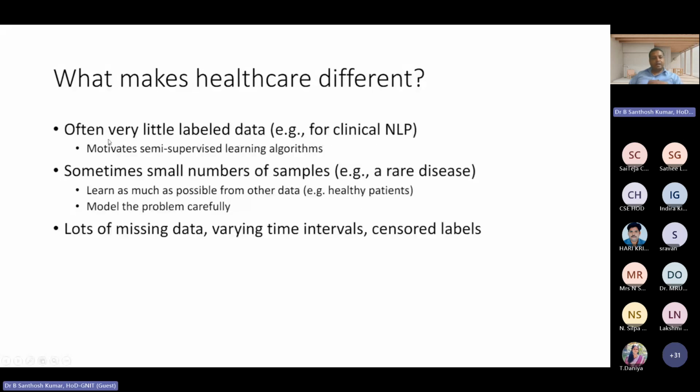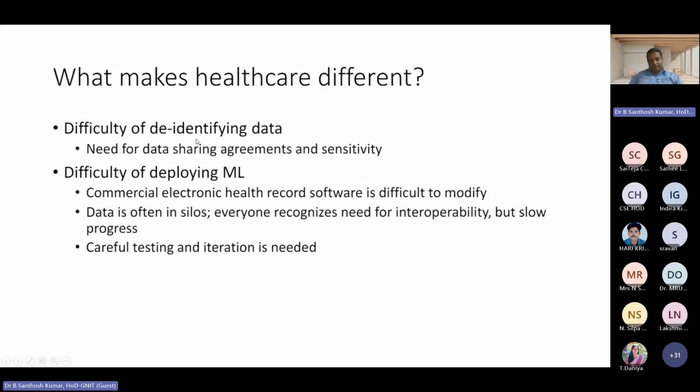So it is often very little label data. So sometimes a small number of samples. So a lot of missing data, with varying time intervals considered for the labels. It is difficult to de-identify the data. So it is also difficult to deploy the machine learning model.